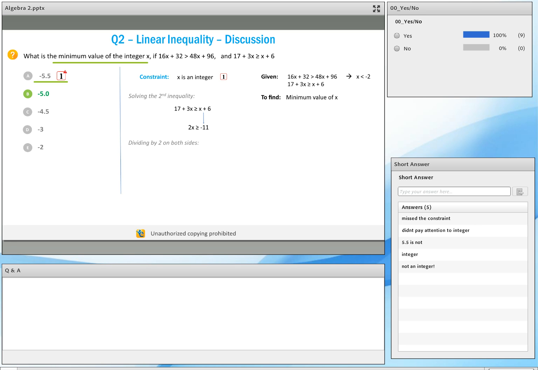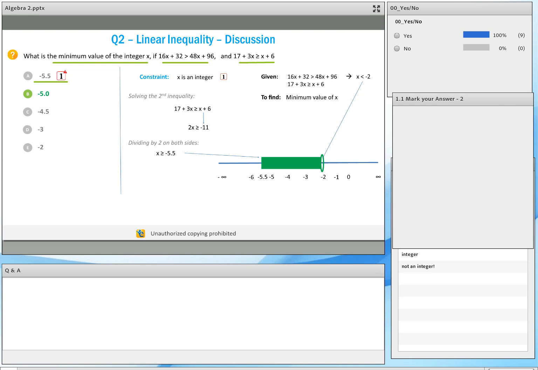Okay. All right. So again, it's a relatively straightforward question. Two linear inequalities. You're simply solving them to find out the range. Okay. X is greater than minus 5.5, which means that the minimum value of x, and x is an integer, is minus 5. Okay, now some of you also selected choice E as the correct answer, or minus 3 as the correct answer, choice D.